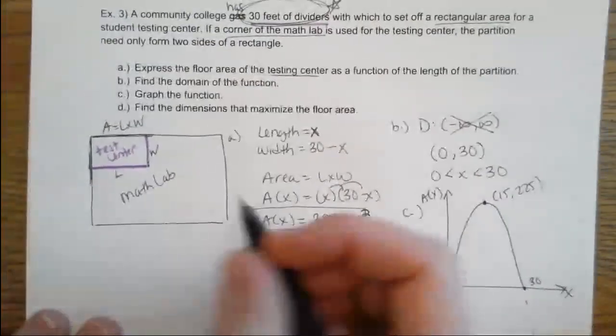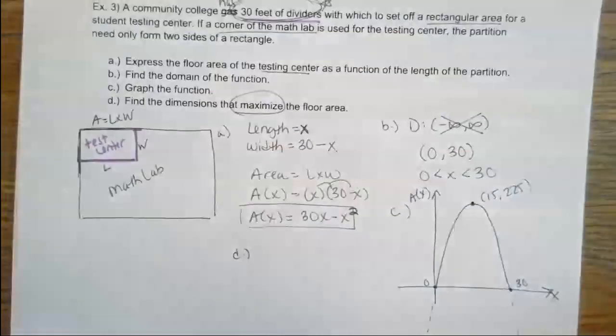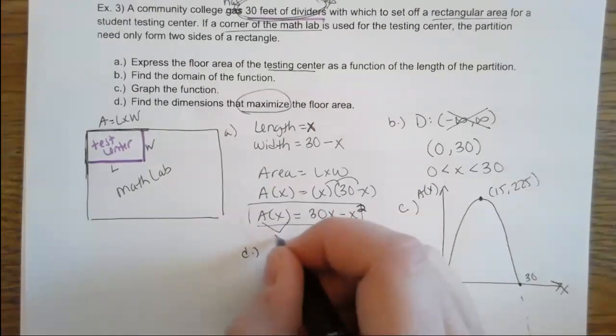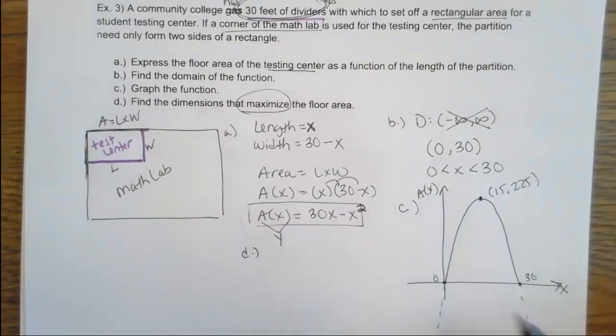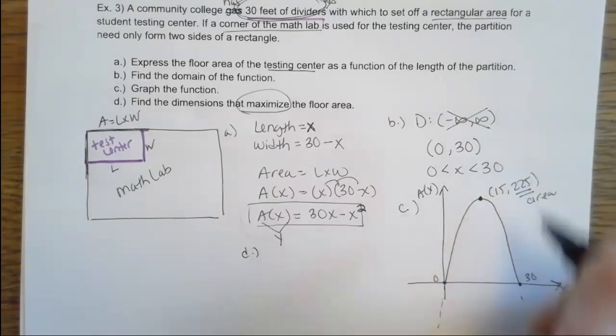Our last piece here is we want to find the domain that maximizes the floor area. Now, that word maximize, hopefully that's a good hint for you. And we're looking at the area, so I want the area to be as big as possible. Now, remember, our area here was our y. So our y-axis is actually the area. So if I look here, my maximum occurs when the area is 225.